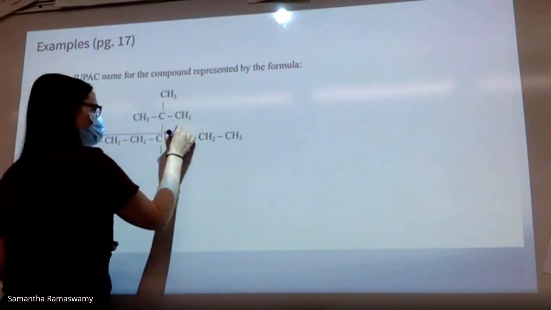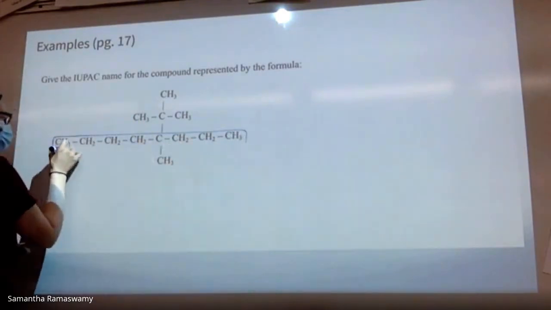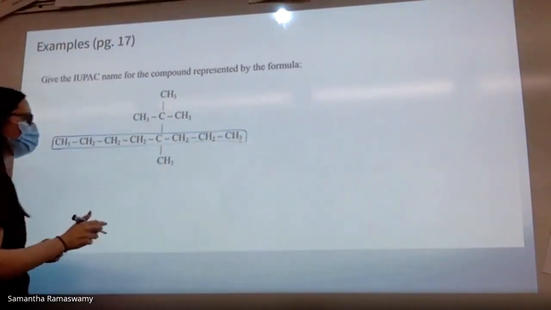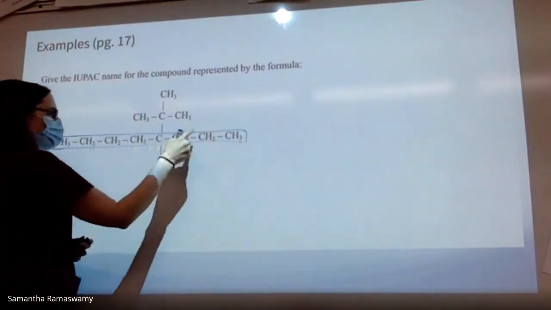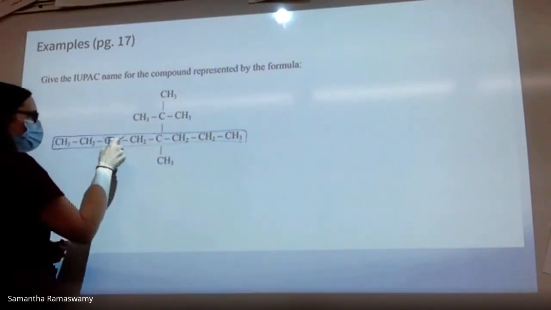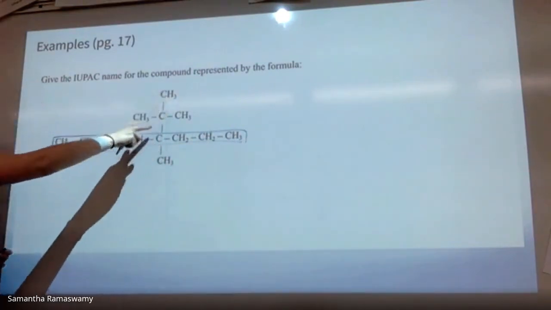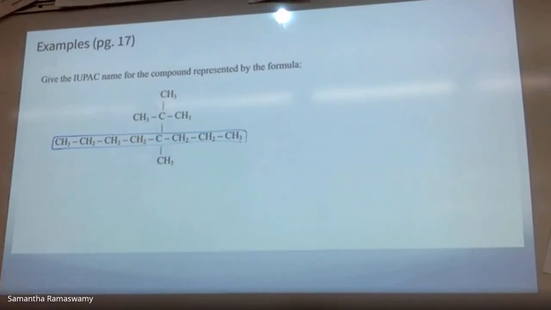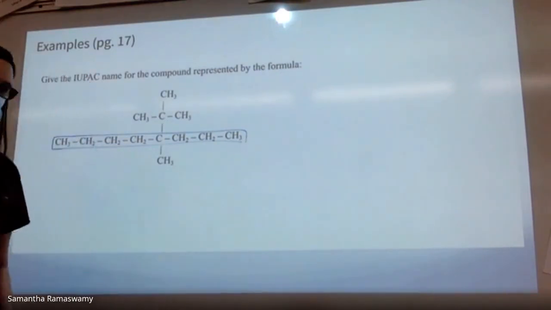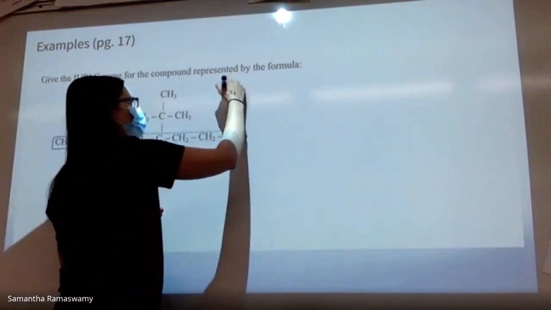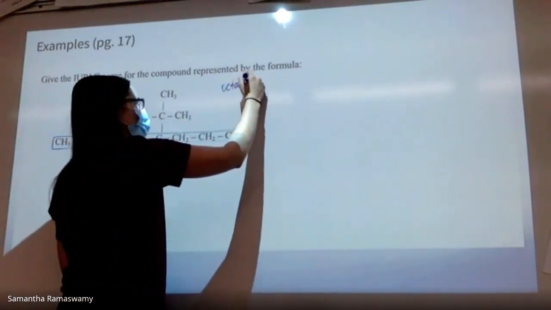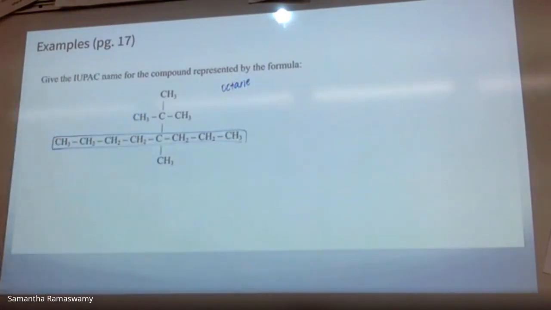This is my longest chain of carbons. 1, 2, 3, 4, 5, 6, 7, 8, or 4, 5, 6, 7 if I go up. So my longest is 8. 8 carbons with all single bonds is what parent name? Octane. So we're going to end the name with octane.